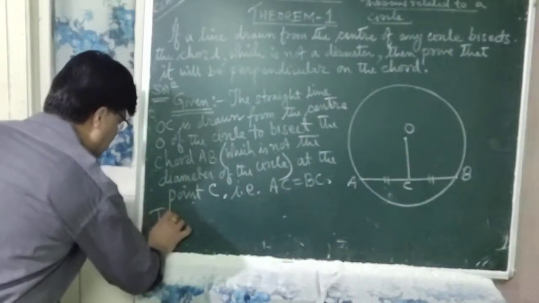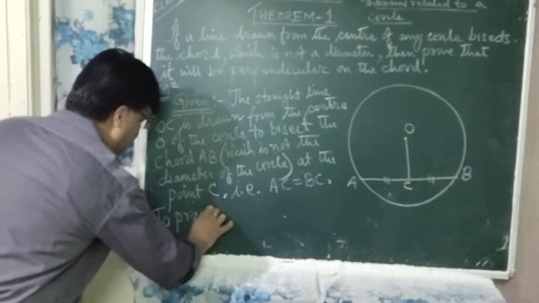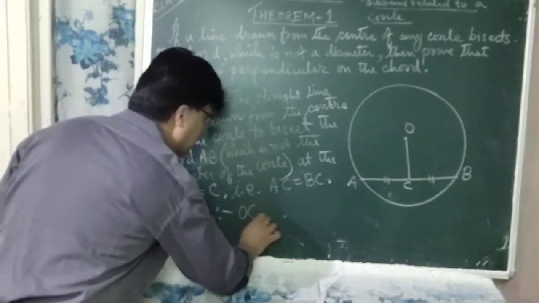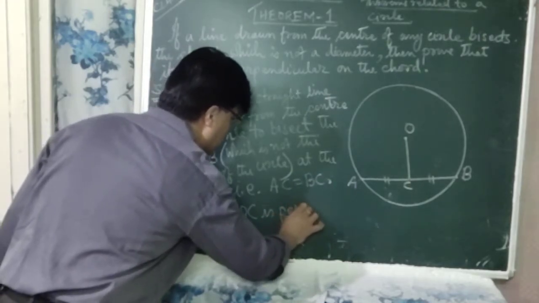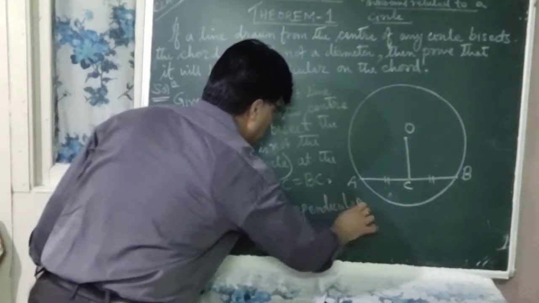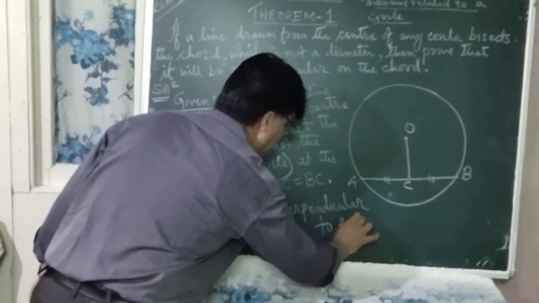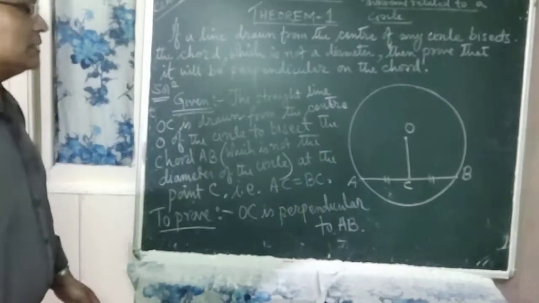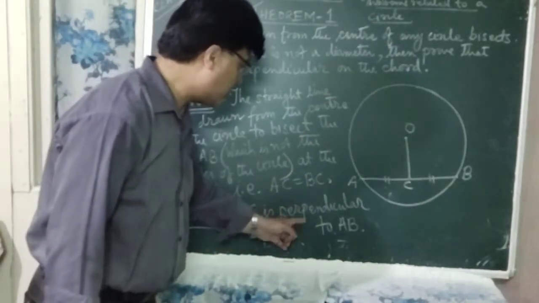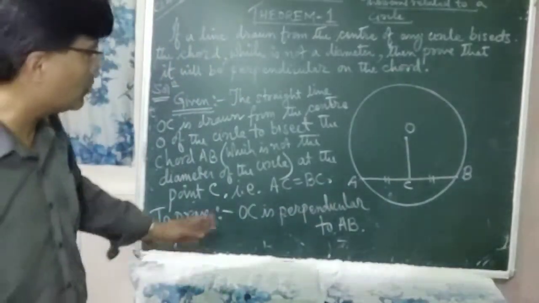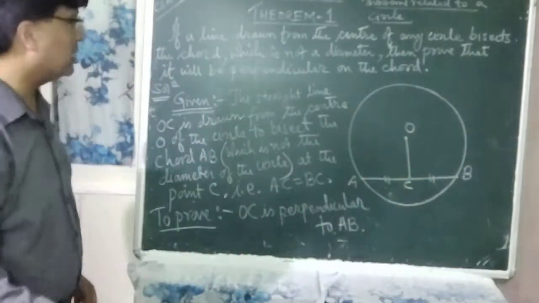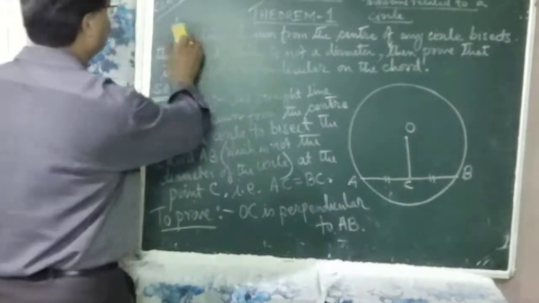To prove, let us write, to prove, what is to be proved? OC is perpendicular to AB. Okay? OC is perpendicular to AB. You have to prove this part. That is, OC is perpendicular to AB. Okay? Is it understood now?